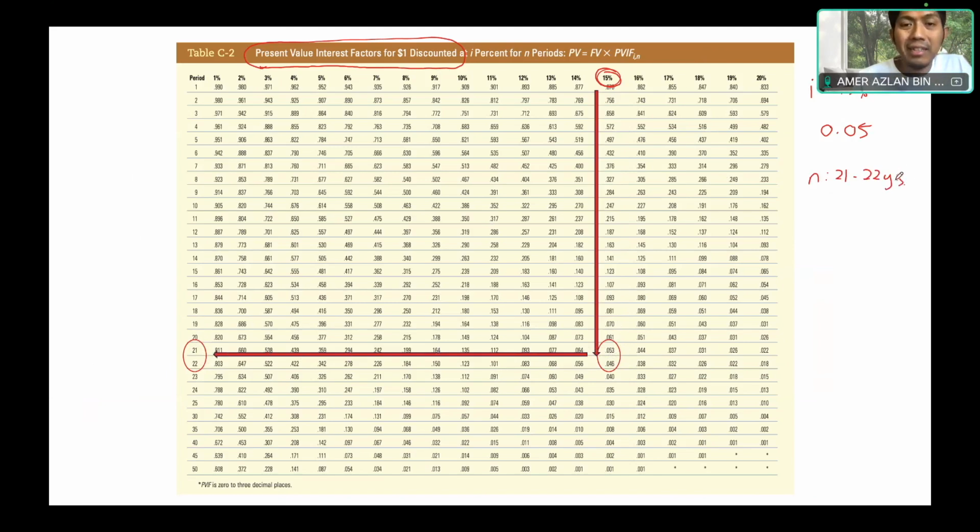The same answer. If you use future value or present value, you will get the same answer, whereby it will take around 21 to 22 years for your 10,000 to grow to $200,000.